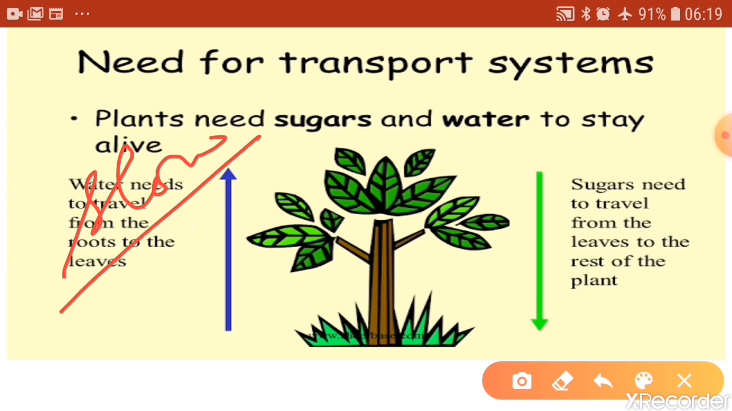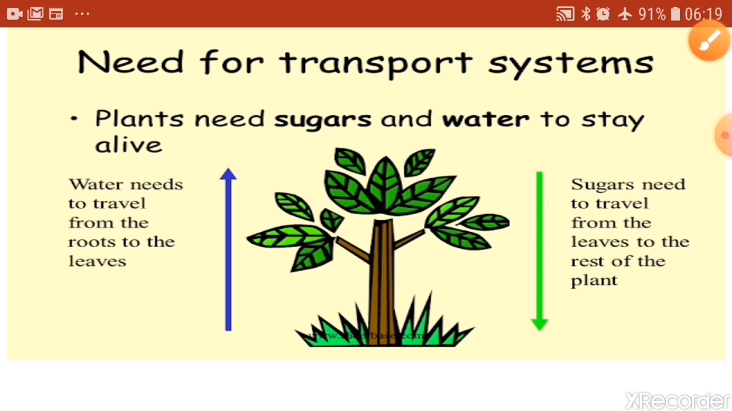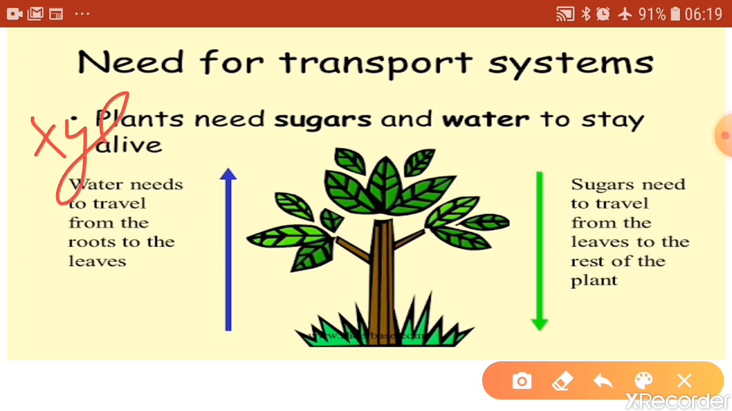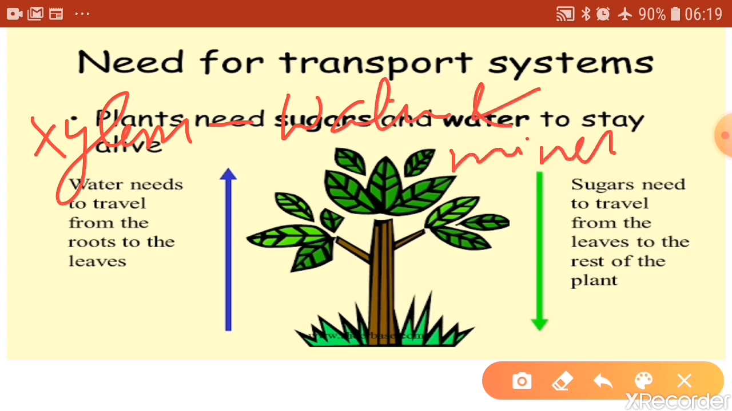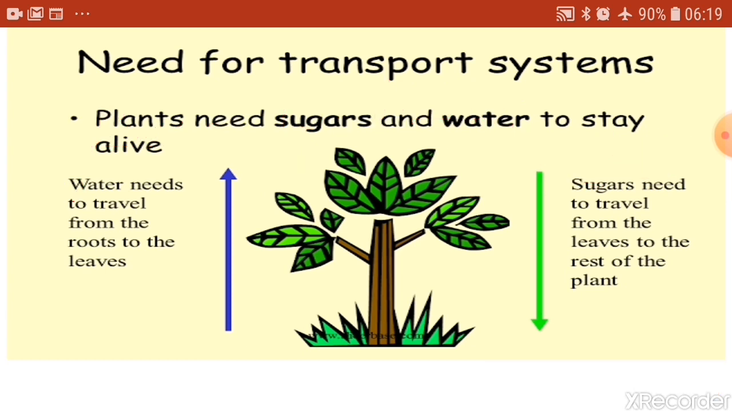So that's why this water and minerals have to be taken very quickly, and that is done with the help of the transporting system, which includes the xylem. It is the xylem which transports water and minerals to different parts of the plants, to the photosynthesizing parts of the plant. Now, next is the food.